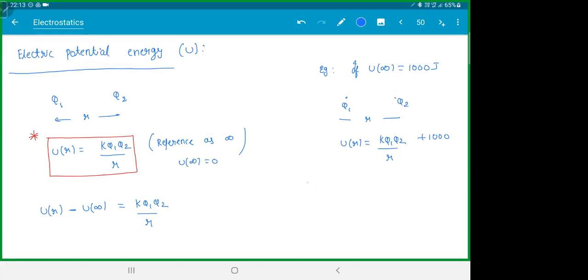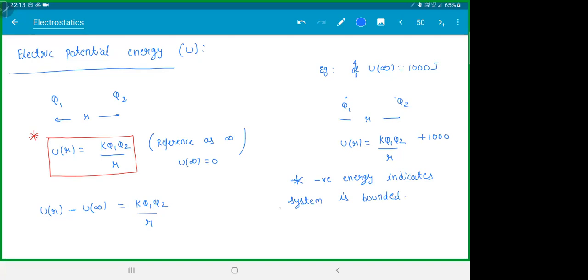Clear? Now, important thing, when you say negative energy, what do you mean by negative energy? So Q1, Q2 should be taken with signs. Negative energy indicates the system is bounded. What do you mean by a bounded system? It means that if you supply that much energy, you can separate them.